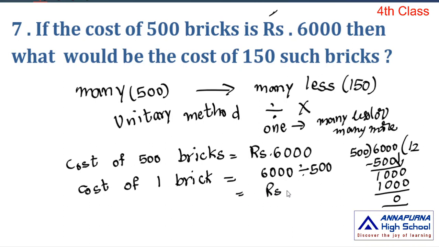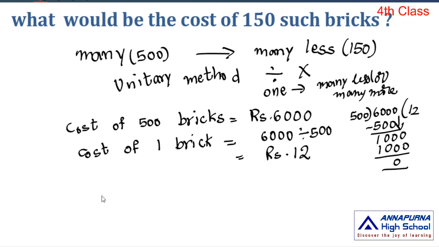12 rupees. So what do you have to find? Now you have to find out the cost of 150 bricks. So how do we get it? I think now you are familiar. We did the division, so what is left? Only multiplication is left. So 150 into 12.